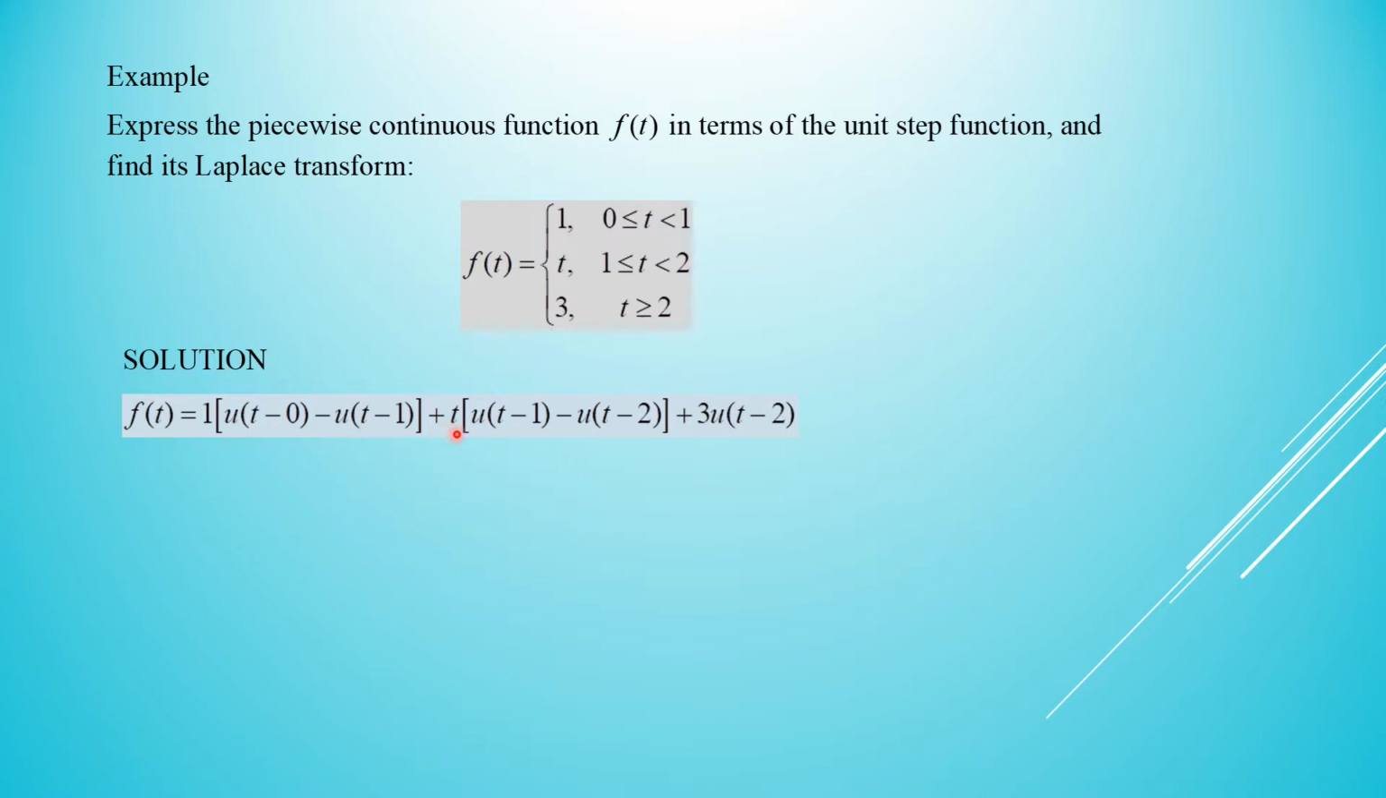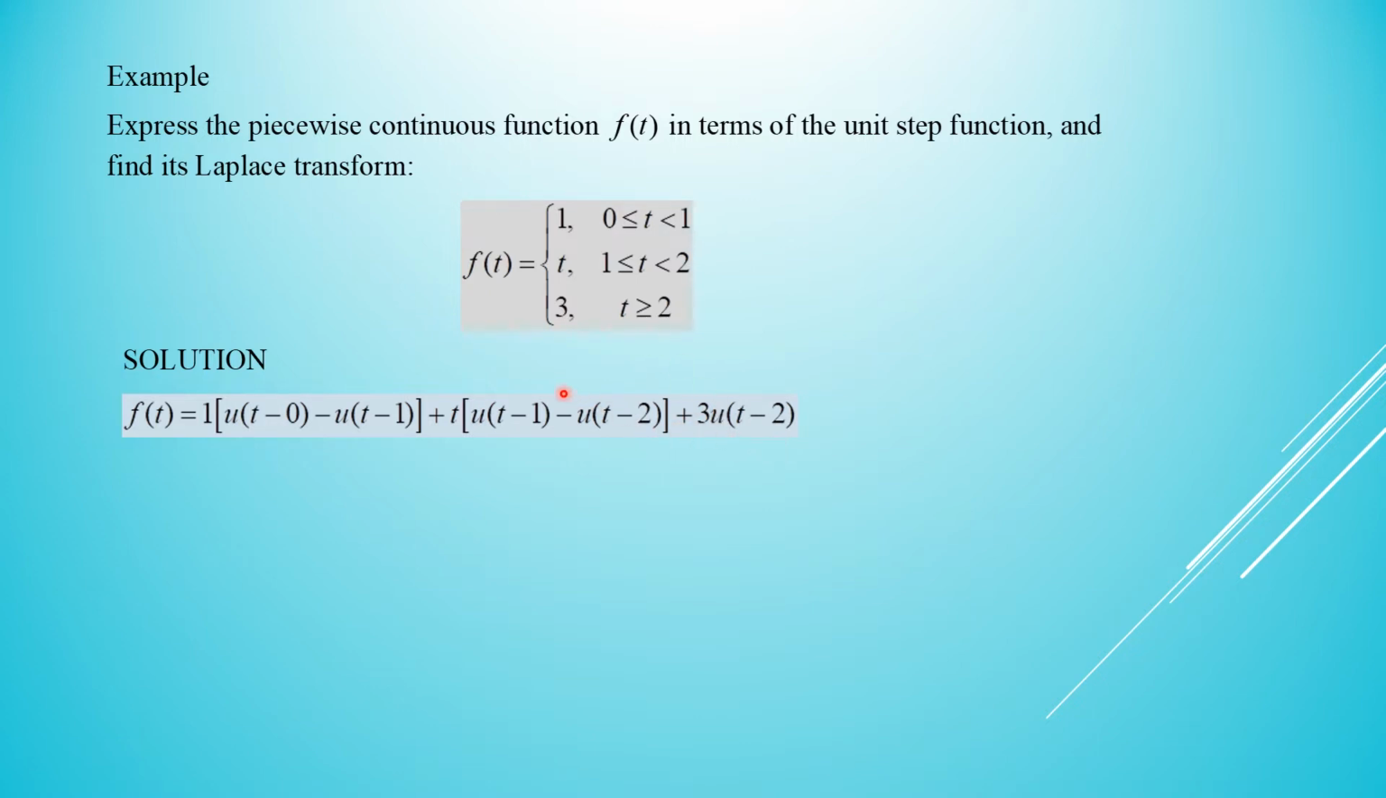So plus t multiplied by, now for the second subinterval, the left endpoint is the number 1. So corresponding to this number 1, we write down the unit step function in the form of u(t minus 1). And the right endpoint is the number 2, so the unit step function will be written as u(t minus 2). So we write down t multiplied by u(t minus 1) minus u(t minus 2). And for the last function, in the last subinterval, it is the number 3, so we write down plus 3 multiplied by u(t minus 2).